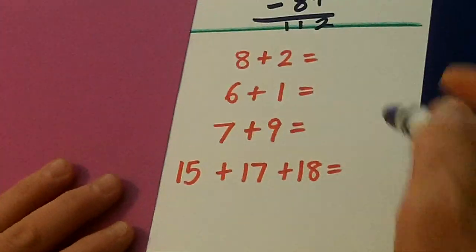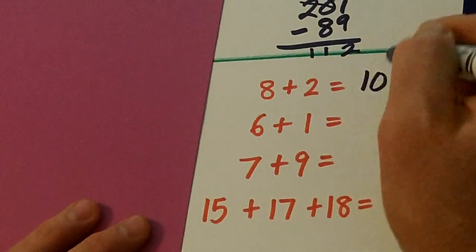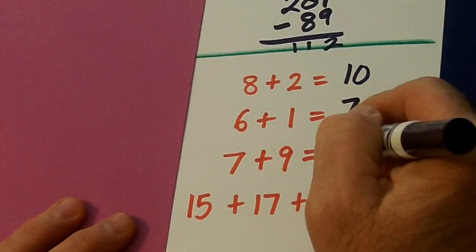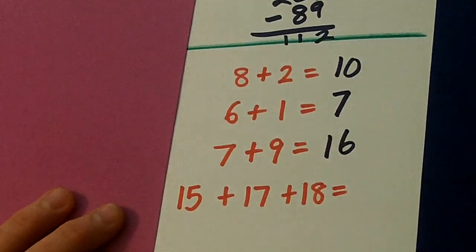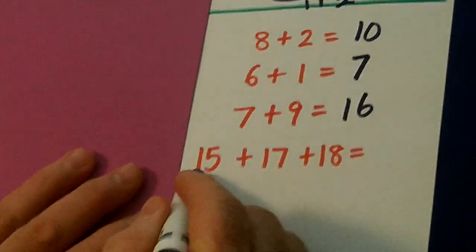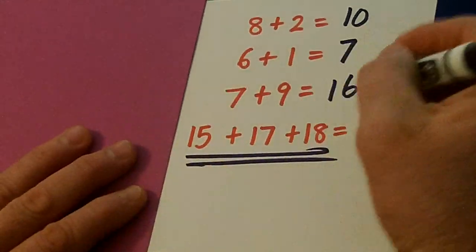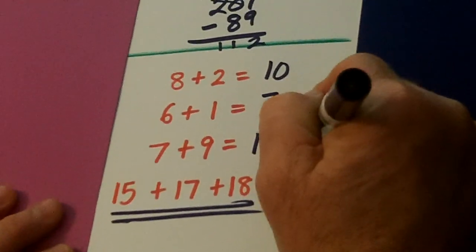And then here's plus. Oh, 8 and 2 is 10. Ooh, that's easy. 6 plus 1, 7. Ooh, that's really easy. 7 plus 9, 16. That's real easy. Now, well, I don't know what that is. I didn't memorize that in 4th grade or 3rd grade. Oh, okay, so you put it up and down.